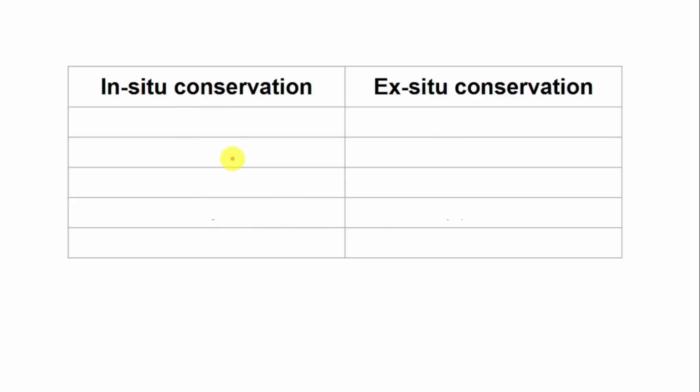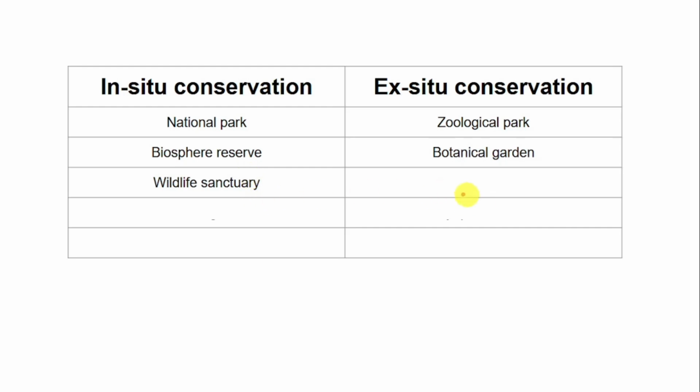You need to learn these names by heart. National park is in situ. Zoological park is ex situ. Both are parks. This is national park, this is zoological park. Then biosphere reserve. The name will suggest that we are conserving the whole ecosystem here. On-site conservation, so the corresponding name in this case will be botanical garden. Then wildlife sanctuary, and in this case it will be wildlife safari. Then we have sacred groves and biodiversity hotspots.